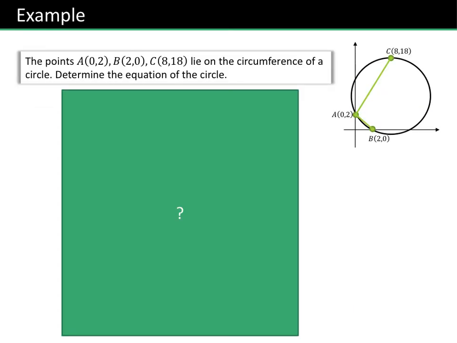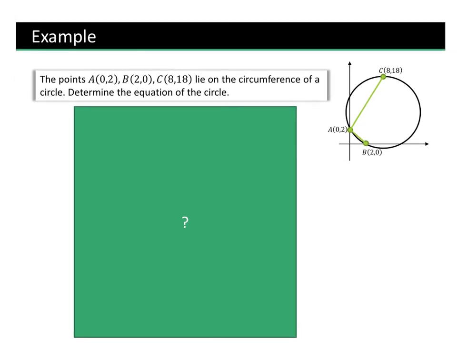Okay, so here is another example, give it a go. So the points 0, 2, 2, 0 and 8, 18 lie on the circumference of a circle. Determine the equation of the circle. Now just a few hints for this one. If you're trying to determine the equation of the circle, anything you assume, you have to prove. Okay?